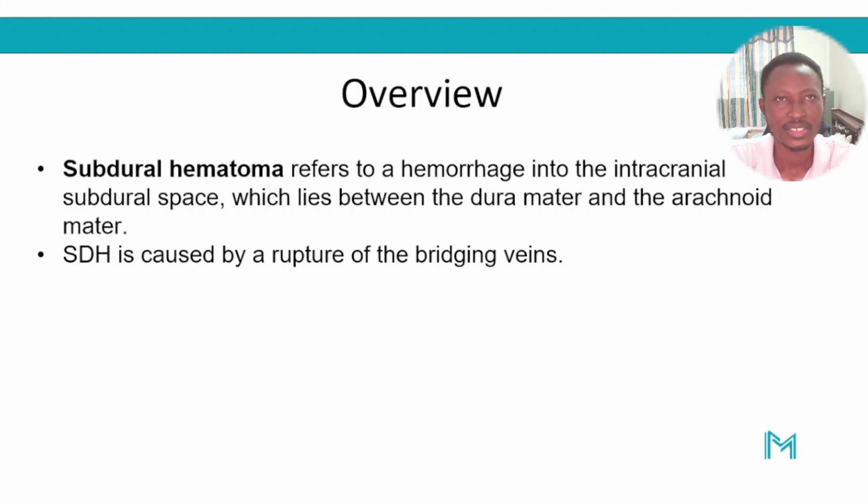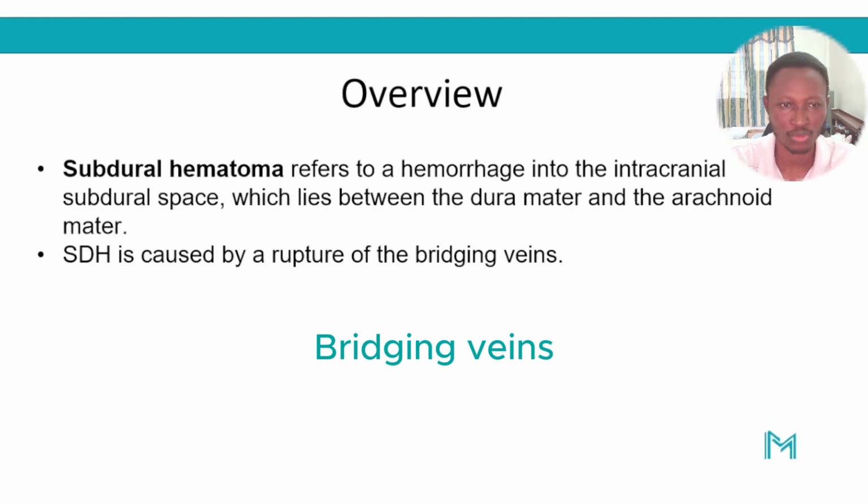The bridging veins are veins that connect the superficial cerebral veins to the meningeal veins and the subdural venous sinuses. So we have these tiny veins arising from the surface of the cerebrum, and they cross the space between the brain itself and the dura, and they traverse the space all the way to the dura and the meningeal vessels. So that's where these veins are, and when they rupture, then you can have a subdural hematoma. So, subdural hematoma, bridging veins, right?